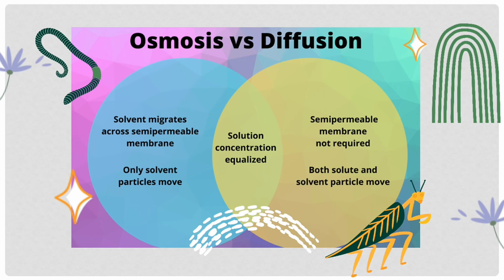Number two, in osmosis, only solvent particles move, that is, only the liquid or fluid particles move. But in diffusion, both solute and solvent particles move. So both the solute, which can be salt or sugar, and the solvent, which can be any liquid, move in diffusion. Those are the differences between osmosis and diffusion.